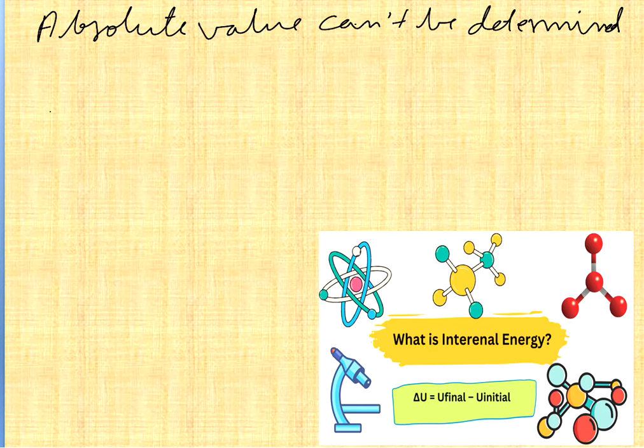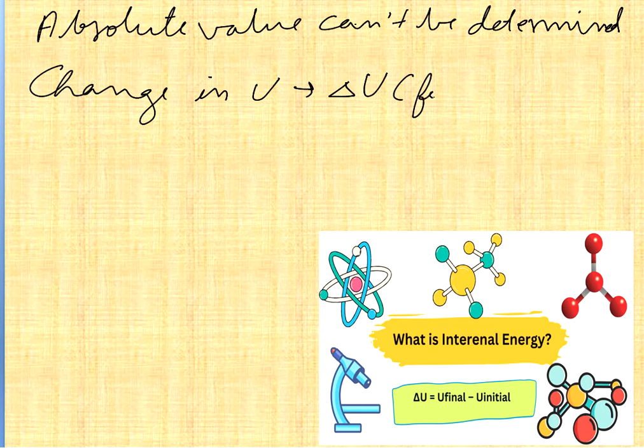You can only say that the change in internal energy can be defined. Change in U can be defined, which is represented by delta U, final minus initial. You can see in this picture what internal energy is. Delta U is the change internally, U final minus U initial.